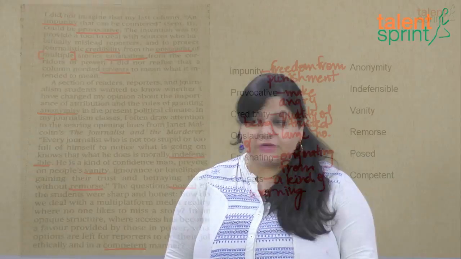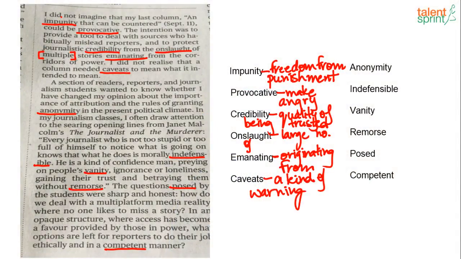How do we deal with a multi-platform media reality where no one likes to miss a story? In an opaque structure where access has become a favor provided by those in power, what options are left for reporters to do their jobs ethically in a competent manner? So if you notice in this passage, guys, we are talking of what a good journalist or a good reporter should do. What are the things he should do, not do while he does journalism?